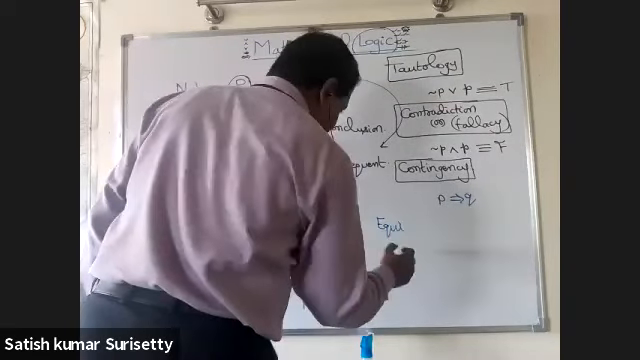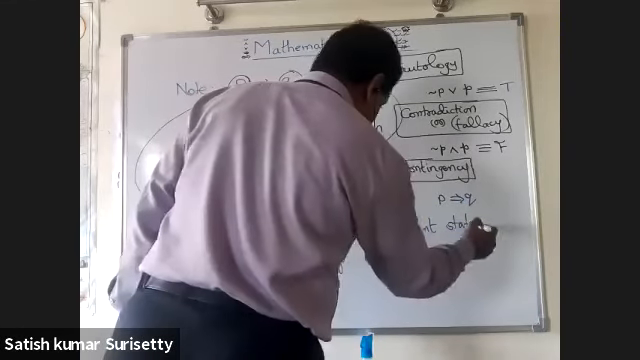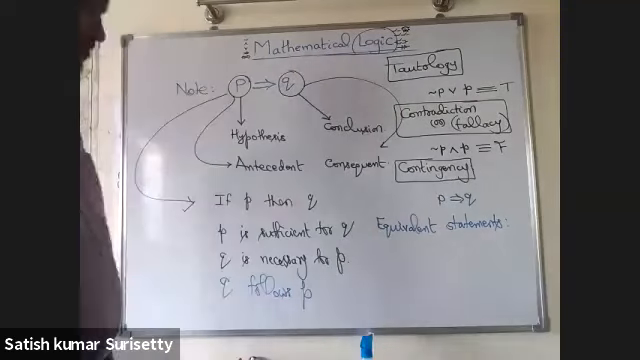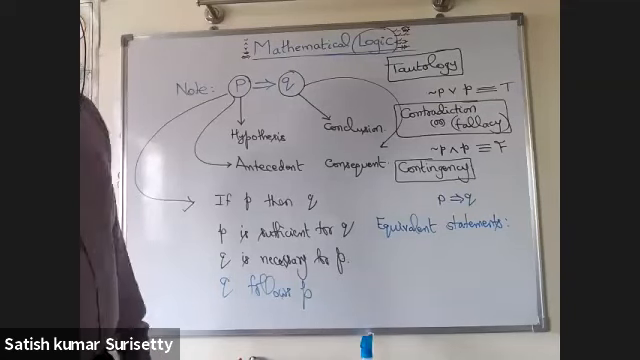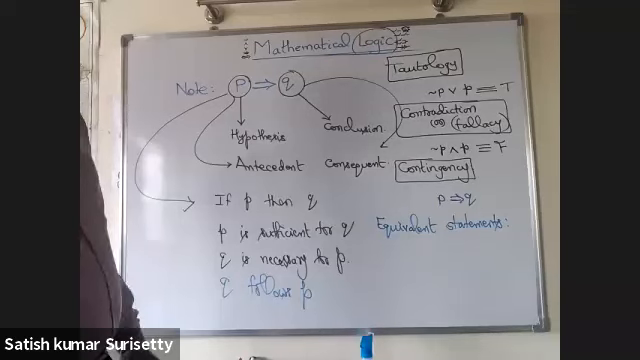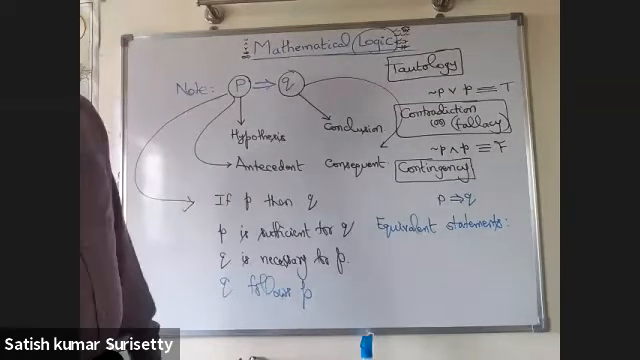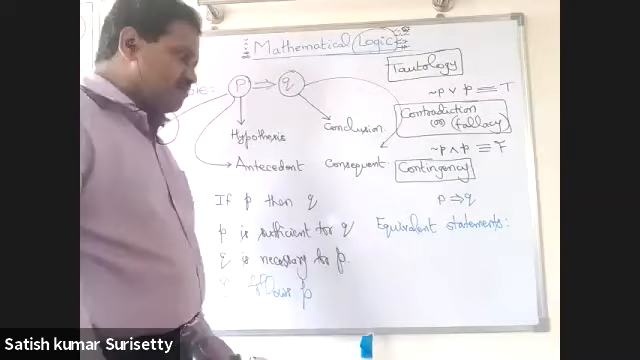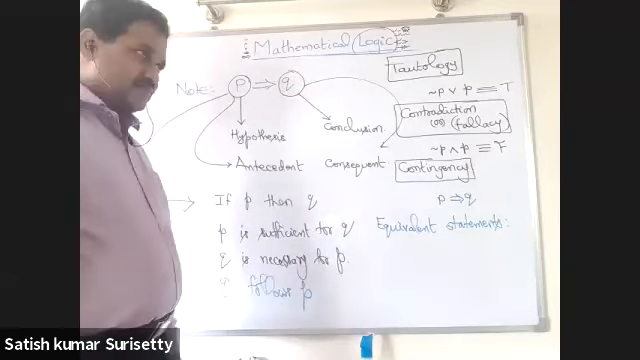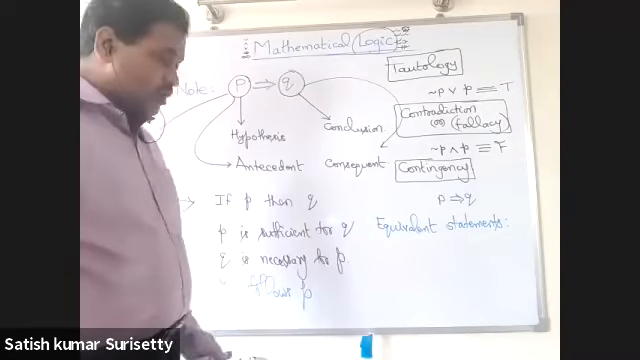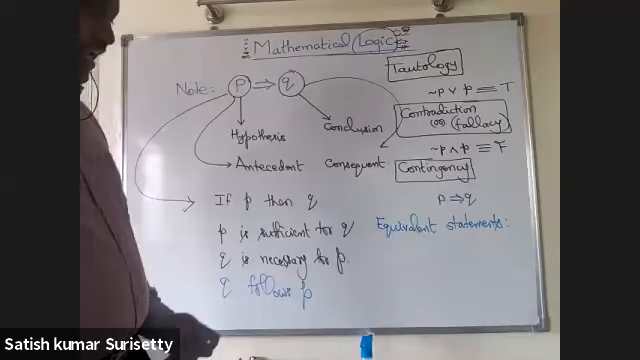Equivalent statements, or equivalence. Two compound statements are said to be equivalent if their truth values are always the same. Two compound statements are said to be equivalent statements or equivalence when their truth values must be the same. Or another way is that the biconditional of those compound statements must be true always.